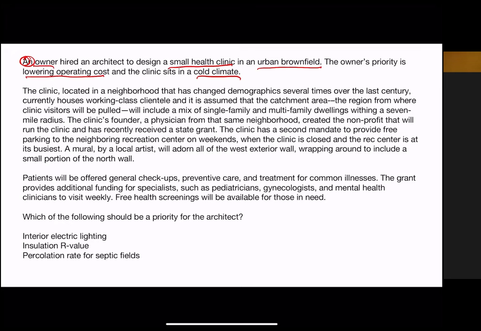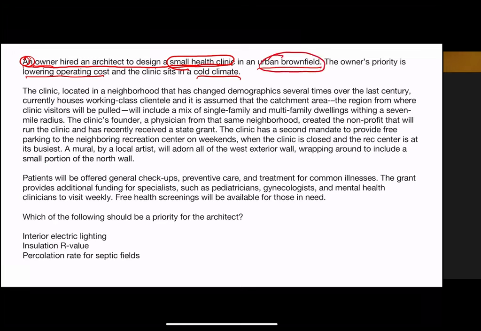And you're trying to remember those. So as you continue turning the words into meaning, you come across small health clinic, you identify it, and in your head you're going, small health clinic, small health clinic. And you continue to read and you're going, urban brownfield, urban brownfield. Then lowering operating costs. And you continue to read, cold climate. So there are four things you're doing. Now, if English is your second language, you're doing six things, maybe. You may be translating it back to your native tongue and then translating it back to English as you go. So it's like a four-track or a six-track mind.